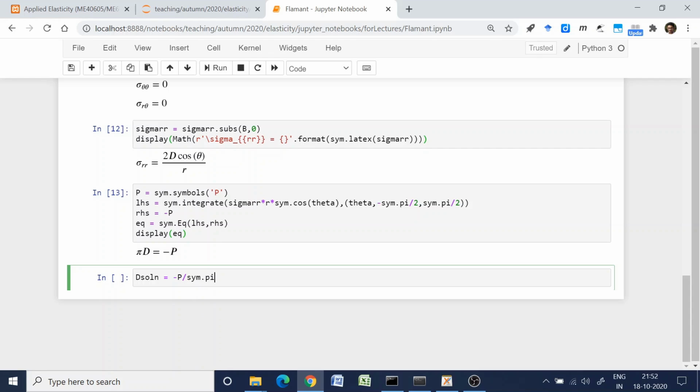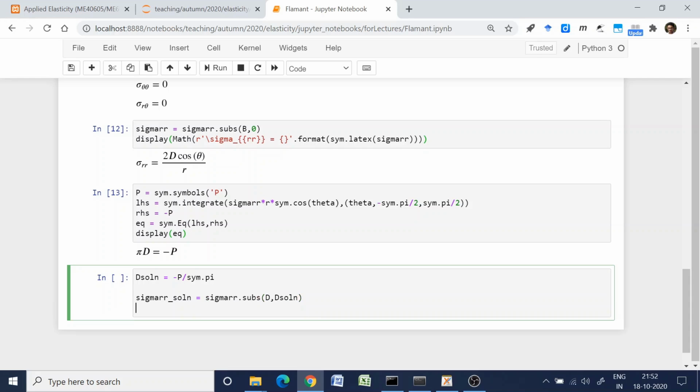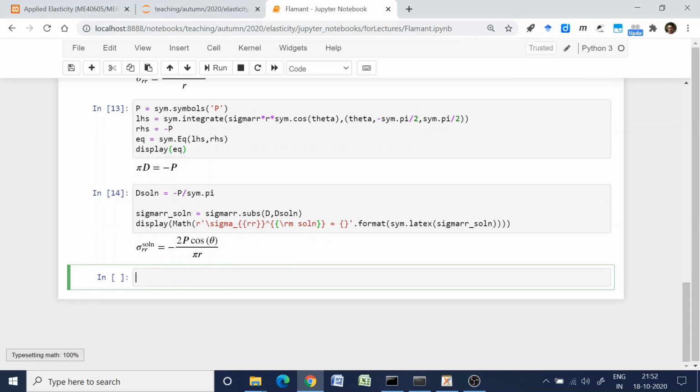And all that I have to do for the sigma rr solution is to substitute this d with the d solution and display this thing. So that's it, done. So that is our sigma rr solution. You see, everything is known here. The p is given to us.